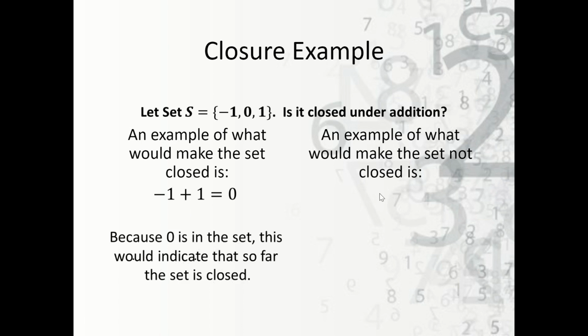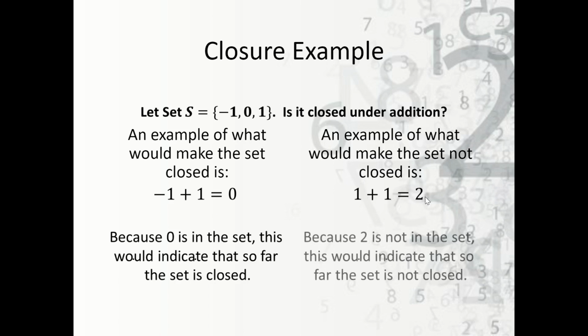Now, is there an example we can come up with that makes it out of the set? Well, if we add 1 plus 1, because we do need to include it plus itself, so 1 plus 1 equals 2. Well, 2 is not in the set, therefore the set is not closed. And again, if there's even one example of this, it doesn't matter that this part ended up inside the set. Because this one example is out of the set, then the whole set is not closed.